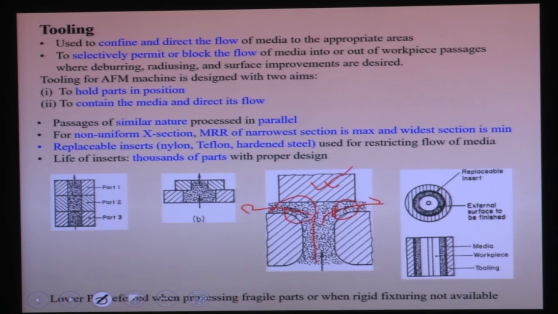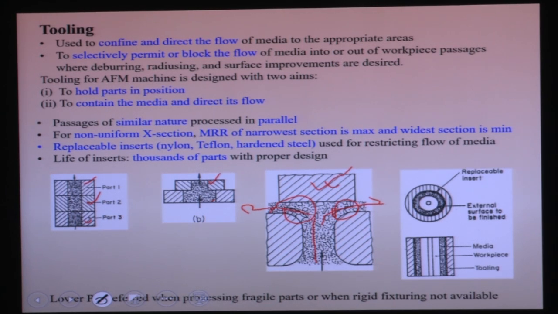Passages of similar nature can be processed in parallel, like here these three workpieces, these passages are the same, so they can be polished together. That's why passages of similar nature can be polished in parallel. For a non-uniform cross section, here you can see the cross section is more, here it is less. So you can expect non-uniform polishing where the cross section is less and more restriction of the flow is there, and where lesser restriction is there, you will get a lesser material removal rate. So the material removal rate at the narrowest section will be maximum, and for the widest section it will be minimum.